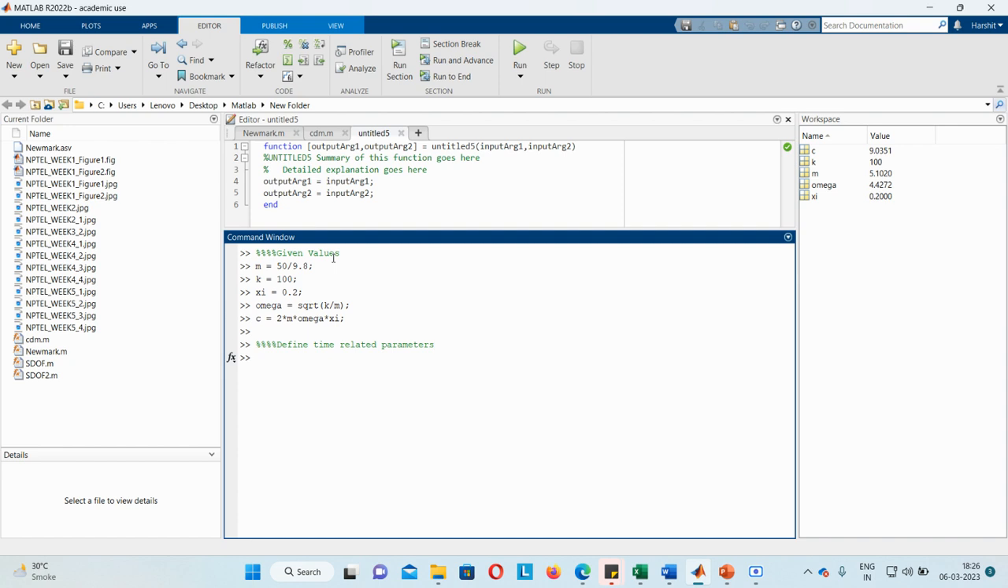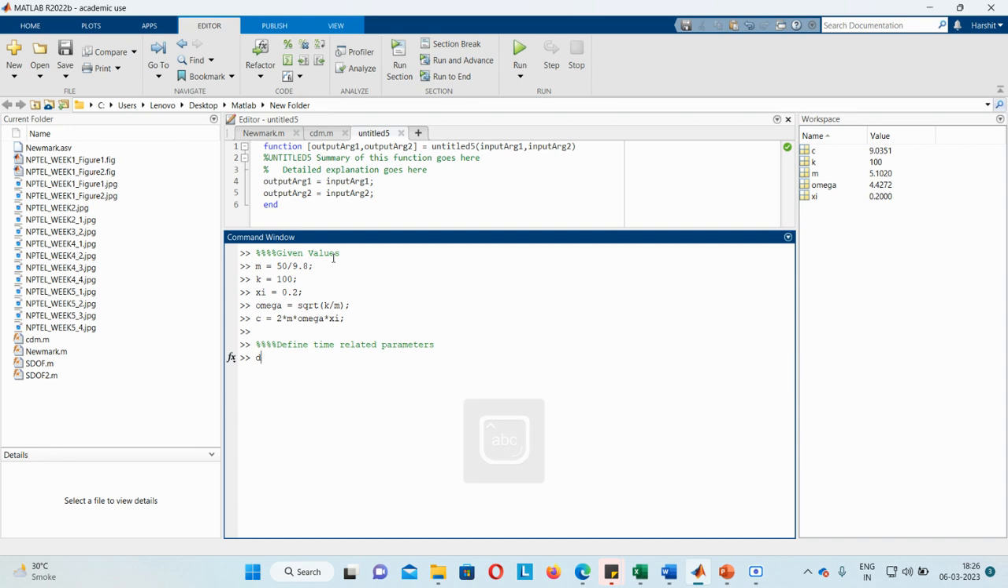So what are the time related parameters? We need to see in what range we need to see the deformation. So first is the delta t, like time step. Setting a time step value is very important when we talk about numerical methods. So let's go with the time step of T by 10.